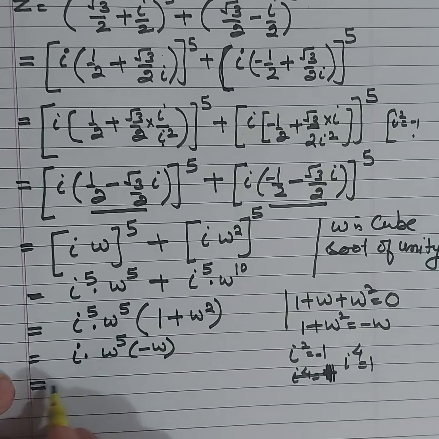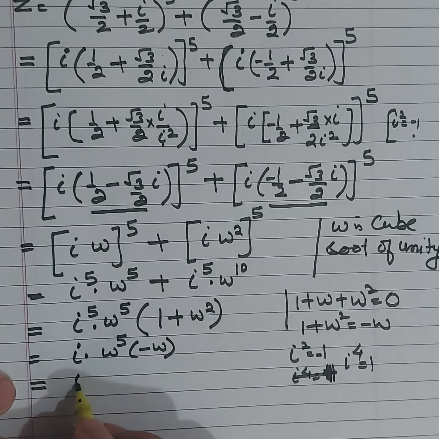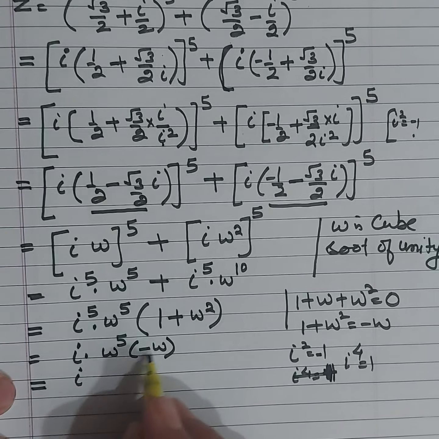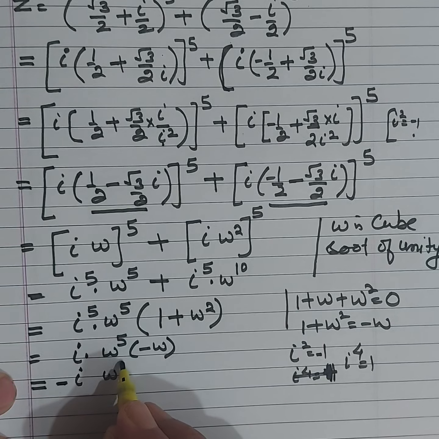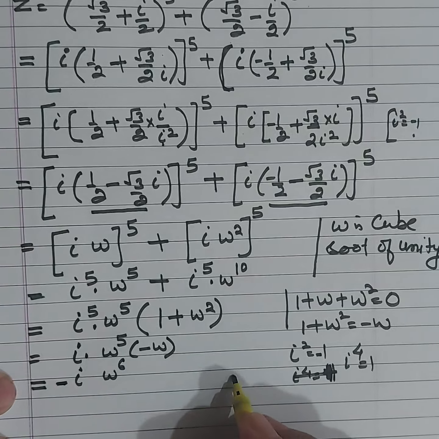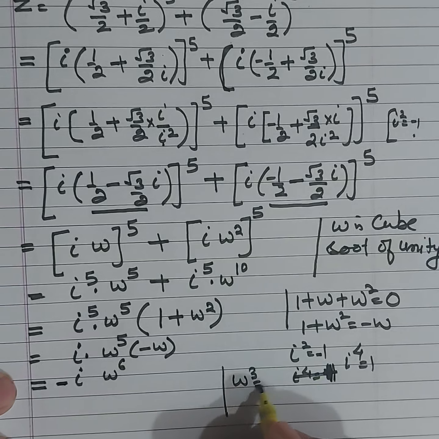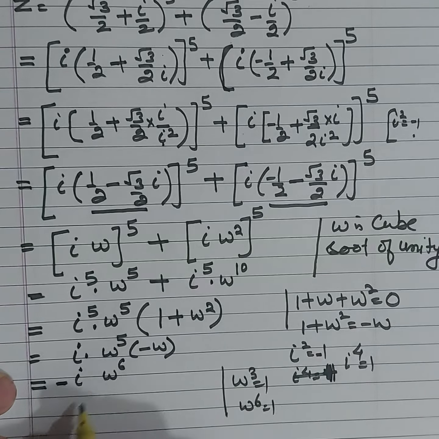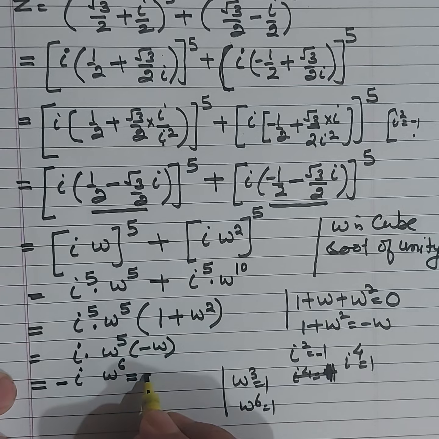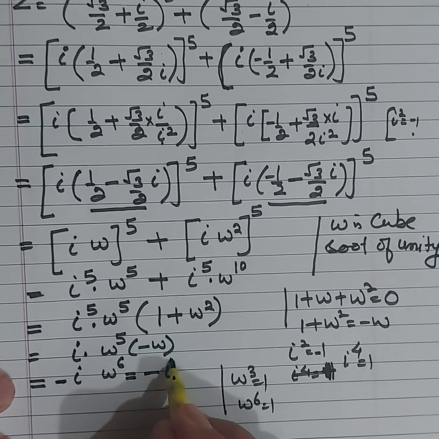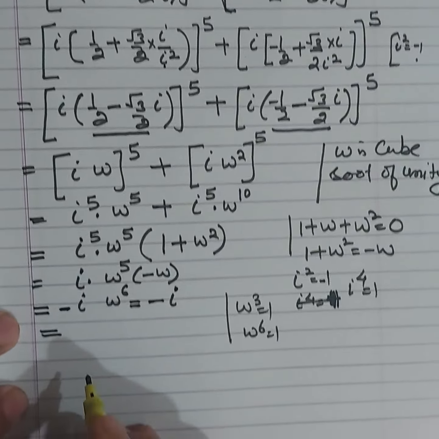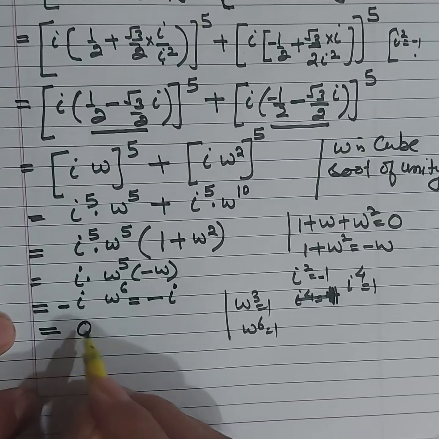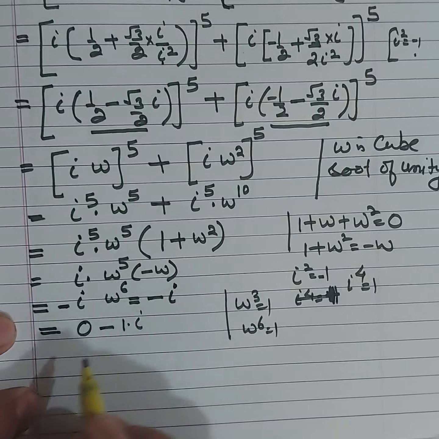which is equal to i into omega raised to the power, minus omega raised to the power 6, and omega cube is 1, so omega raised to 6 is also 1, which is equal to minus omega. This is minus i. Now this can be written like this: 0 plus minus 1 into i.